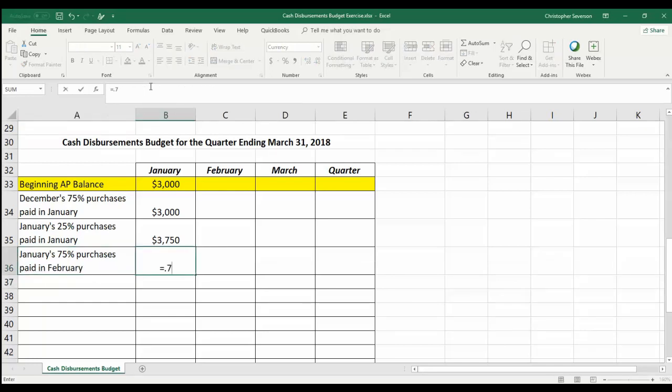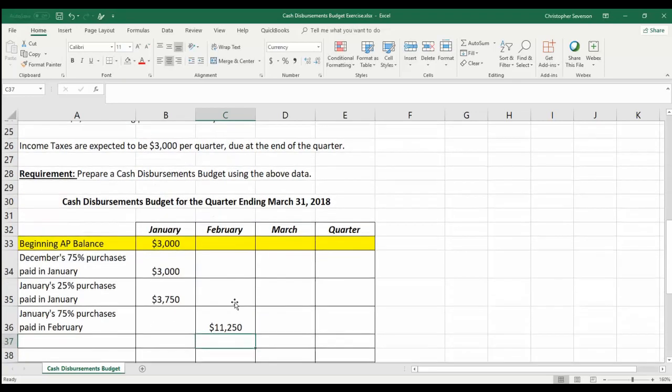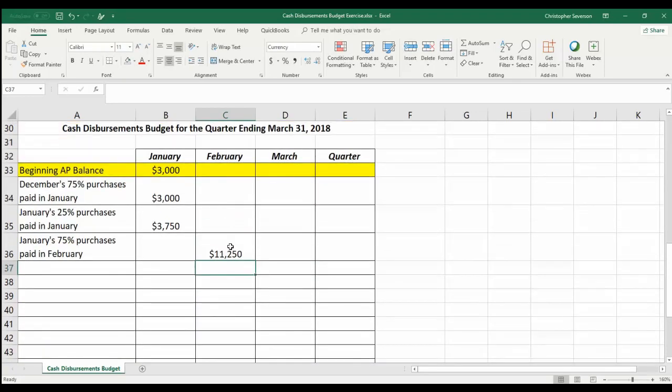So that's going to be 0.75. Oops, sorry. We don't want that here. We actually want that over in this cell in February, because we're paying it in February. 0.75 of January sales, that's being paid in February.